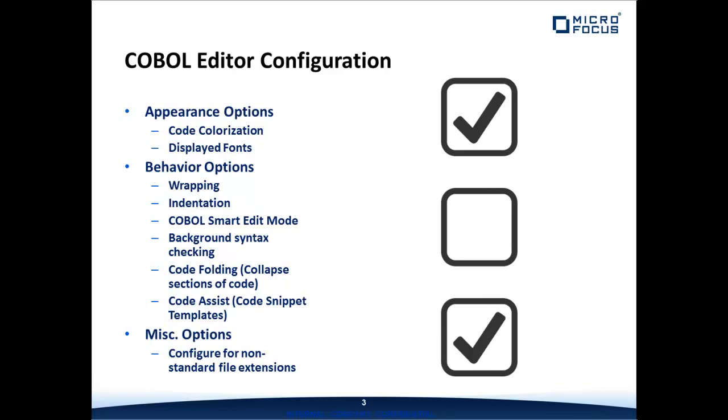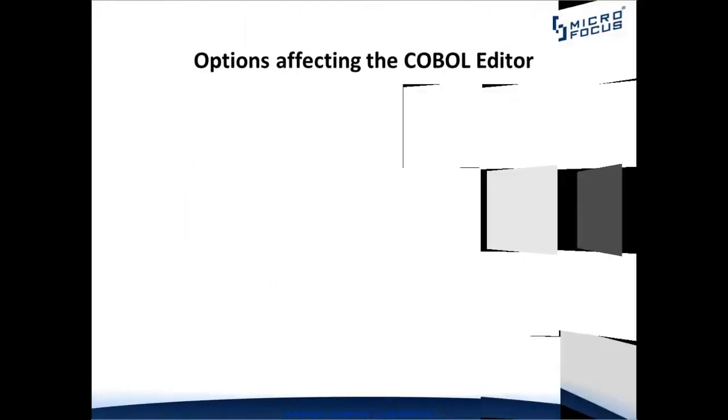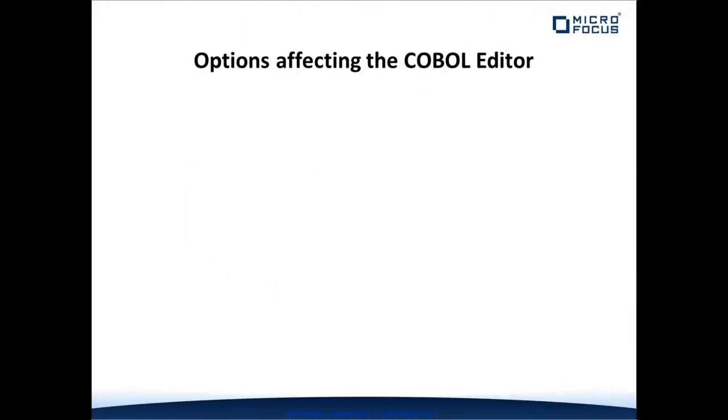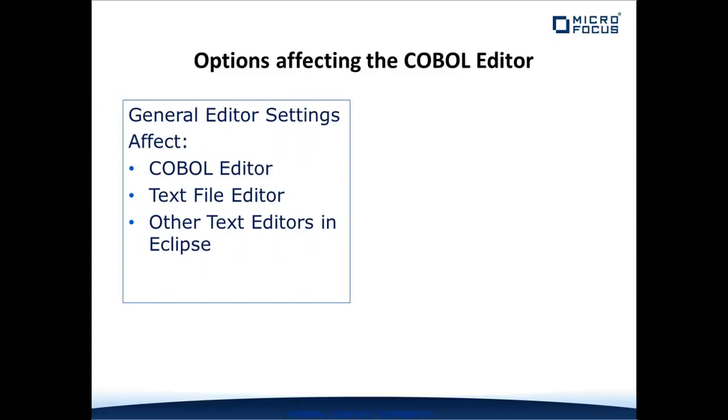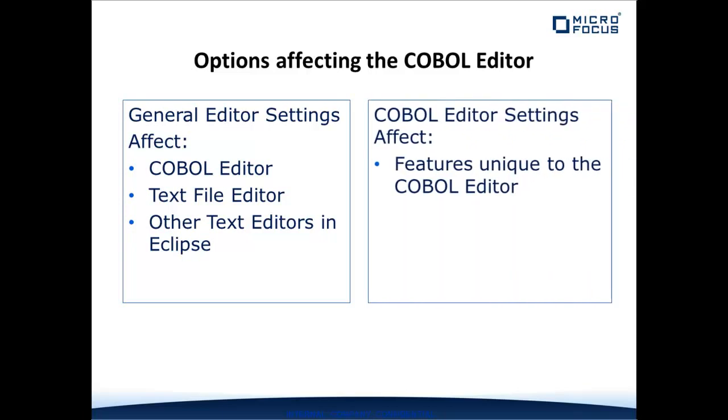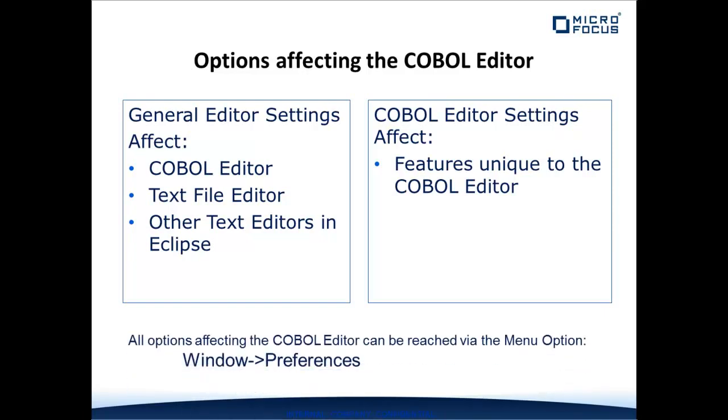Before we get started exploring these options, it's helpful to bear in mind that there are two levels of options at work here. Some options are general options that affect all editors you may use within Eclipse. Other options are specifically related to features of the COBOL editor. All of these options can be accessed under the high-level menu selection Window Preferences of the Eclipse IDE. Let's take a closer look at these options.